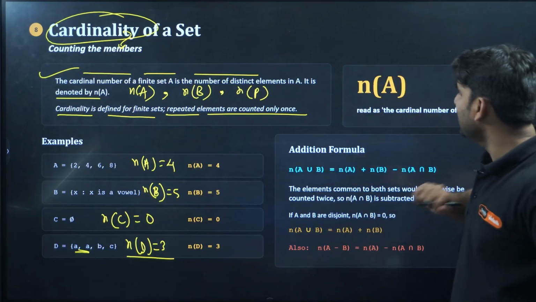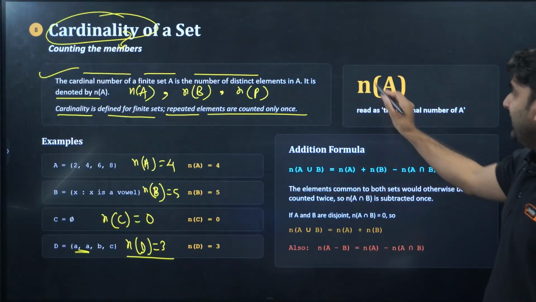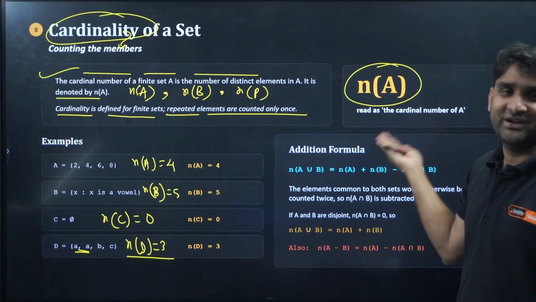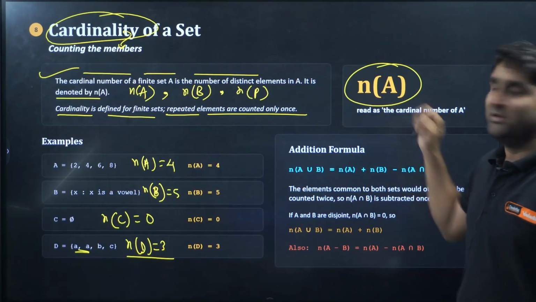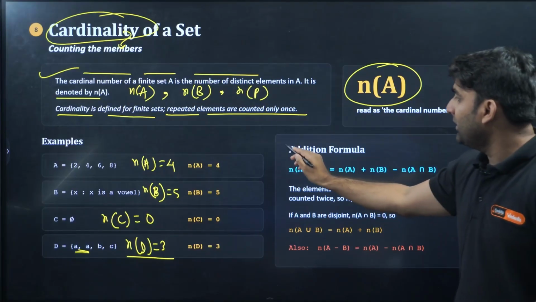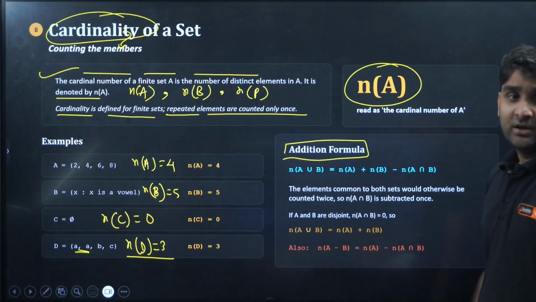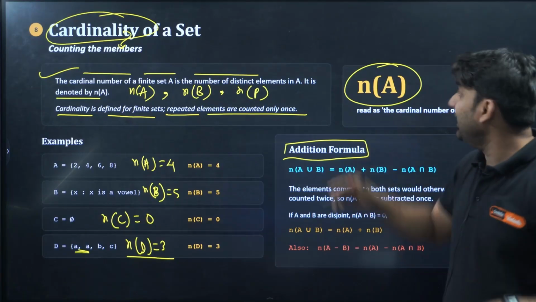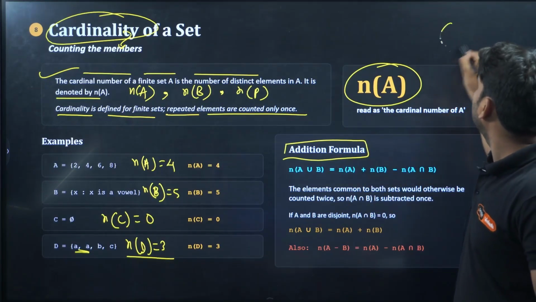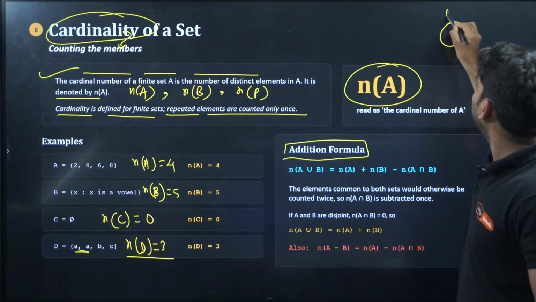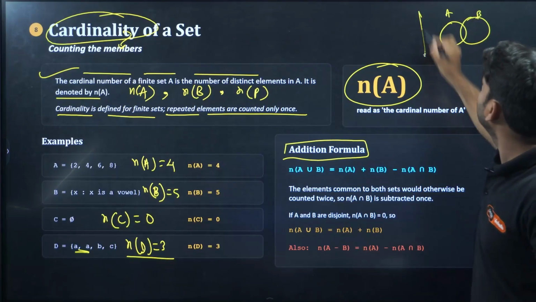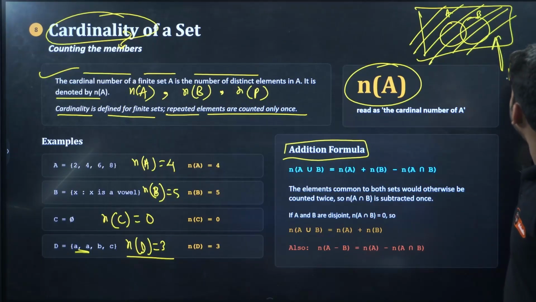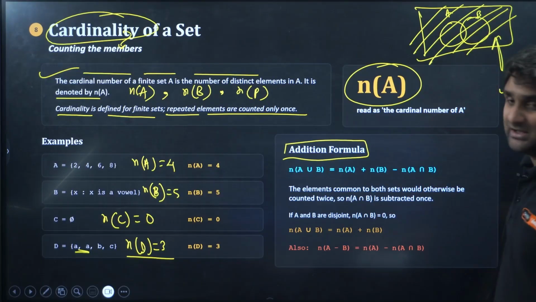Okay. Addition formula. So my dear, n(A) is the representation of cardinality. If set A is there, the cardinal number will be n(A). Now we have a very magical formula, the addition formula. N means cardinal number and A union B means combining sets A and B. For example, this is set A and this is set B. So the union will be this entire part. This is called union. This will be A union B, combining set A as well as set B, right?